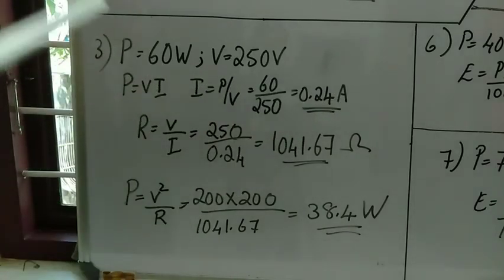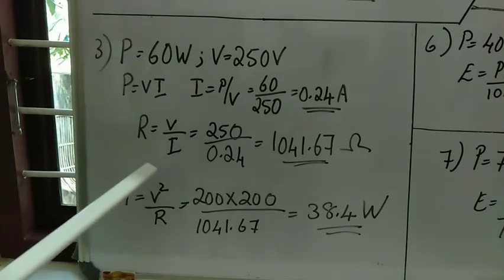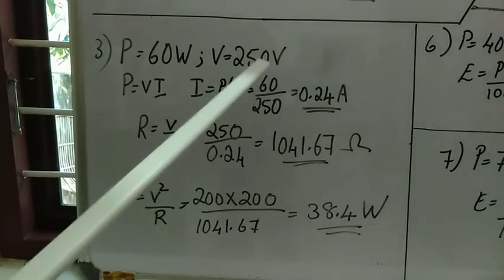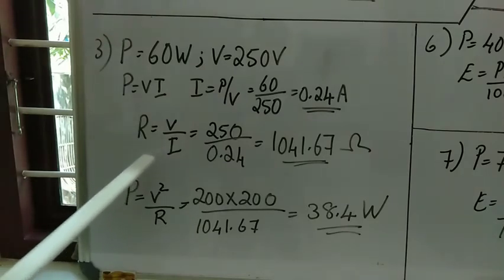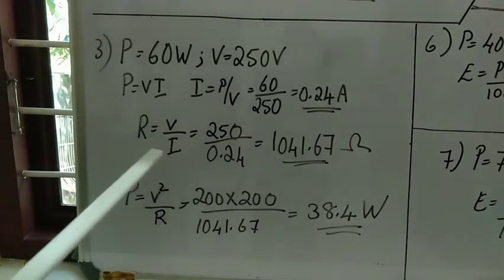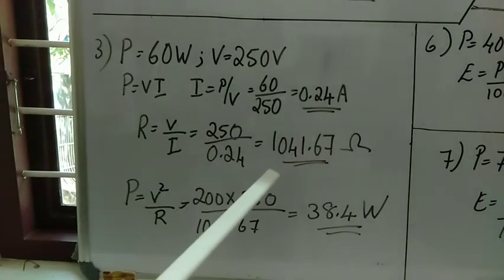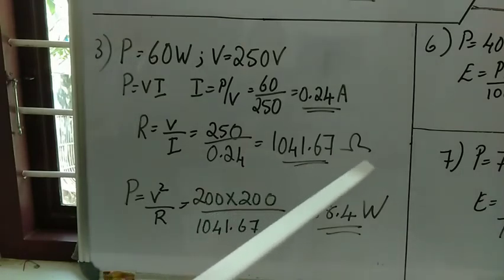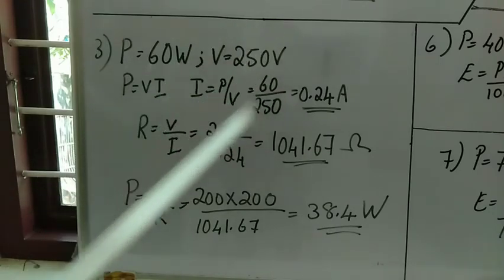There will be no change in the current, 0.24 ampere. At the same time, we have to calculate the resistance of the circuit, because we are going to calculate the power when the line voltage, instead of 250, reduces to 200. So we have to calculate resistance. Resistance also is a constant in a particular device. So R is equal to V by I. Substituting V and I, we got the resistance of the circuit is 1041.67 ohm.